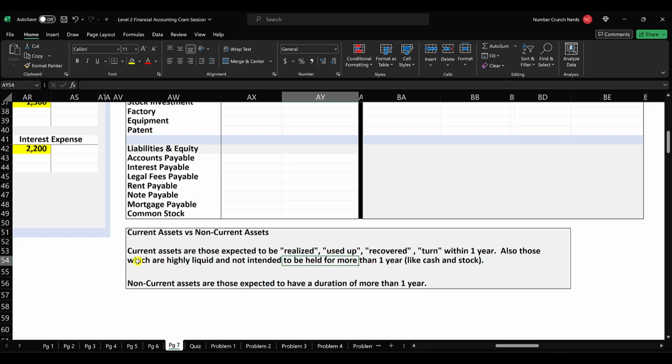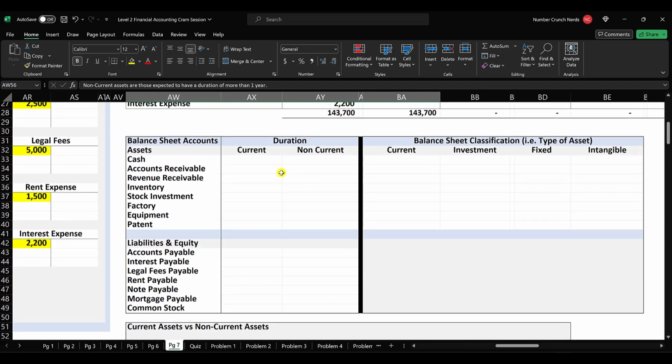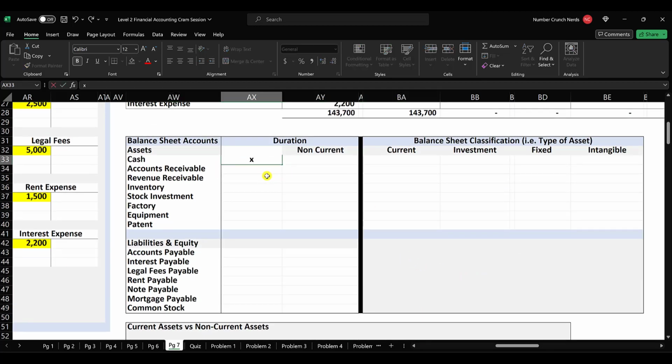Also, those that may not have a duration of less than 1 year per se, but they're highly liquid, like cash would be the obvious one. Also, stock or investments in stock, as long as the company doesn't intend to hold those for more than a year. If they do intend to hold them for more than a year, then those would be considered non-current. Okay, so let's go through the list here. Cash, current, we know that. Accounts receivable, current. It is generally expected that you would collect your receivables within 1 year, so that is current.